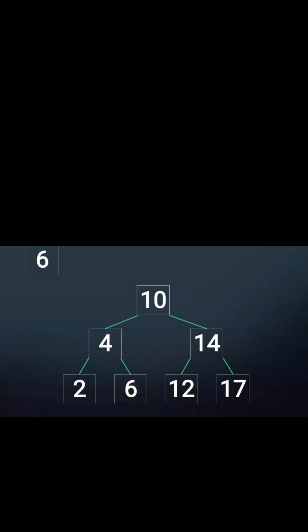Here is an example of AVL tree searching. Let's search for key 6. First, start at root 10. Compare 6 with 10. Next, move left. Since 6 is less than 10, traverse to the left subtree rooted at 4. Then compare with 4. Since 6 is greater than 4, move right to the subtree rooted at 6. Key found. Key 6 is found. Return the node. That's all.